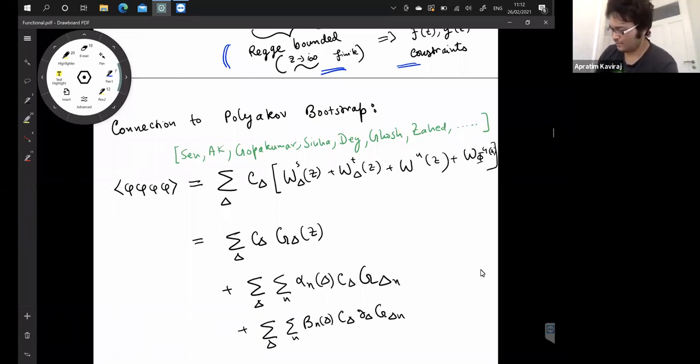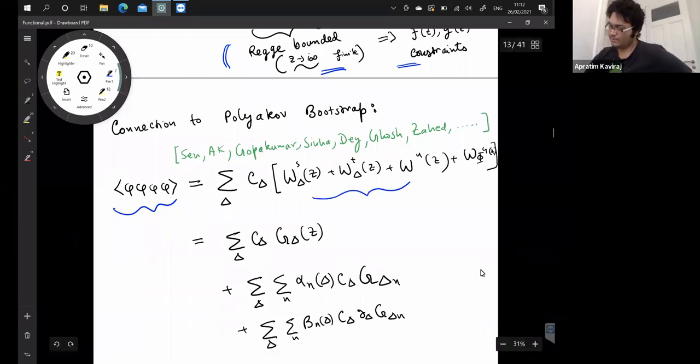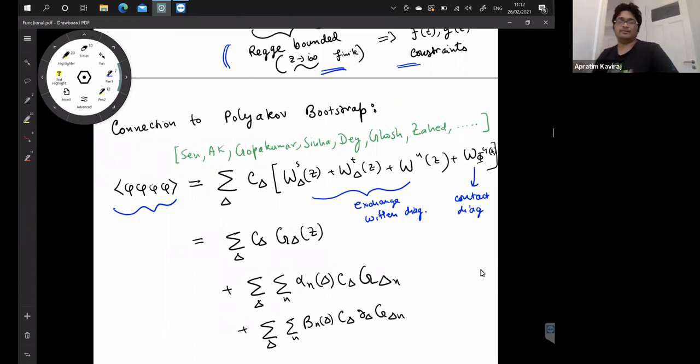So in short, the story is as follows: one claims that if you have a 4-point function, it allows an expansion in Witten diagrams. These are exchange Witten diagrams in different channels, and a certain contact diagram. And the idea of this expansion, why it matters to have this expansion, is that this whole thing is a manifestly crossing symmetric thing.